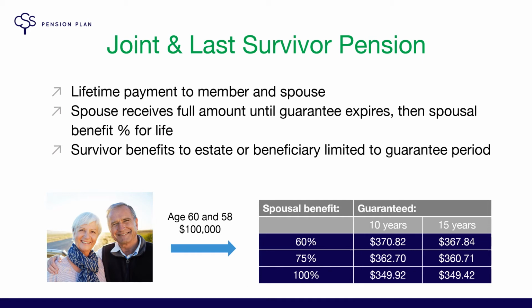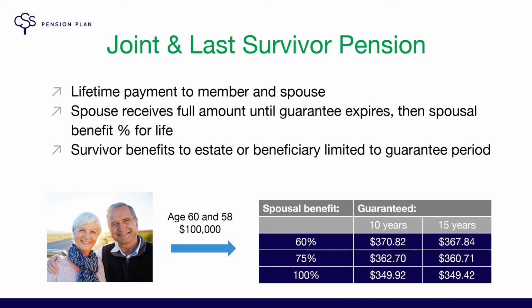For example, assume that you and your spouse select a joint and last survivor pension, guaranteed 15 years, with a 75% spousal benefit level. So in our example, you'll receive $360.71 monthly for the rest of your life. If you die before the 15-year guarantee period is over, your surviving spouse would receive the full $360 monthly for the balance of the 15-year guarantee period, and then they would receive 75% of the $360 for the rest of their life. If you die after the 15-year guarantee period is over, your surviving spouse would immediately receive 75% of the $360 for the rest of their lifetime.